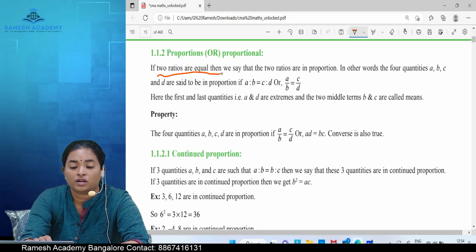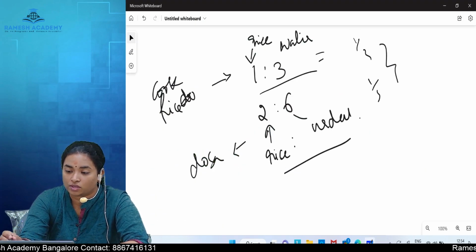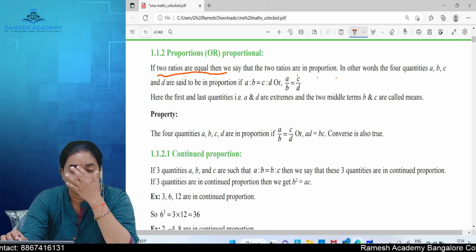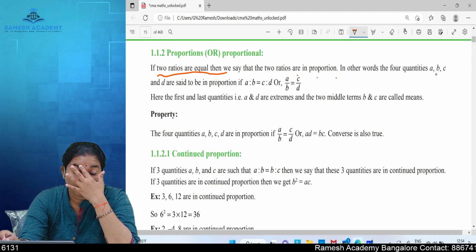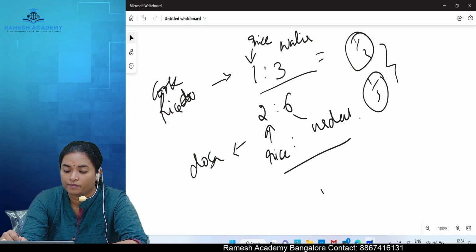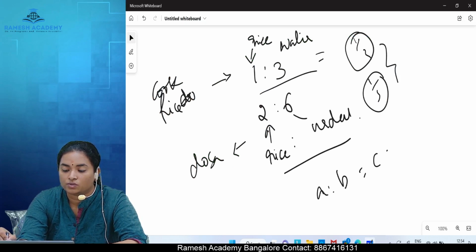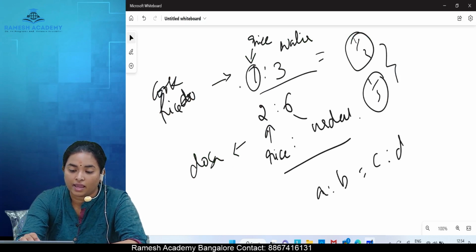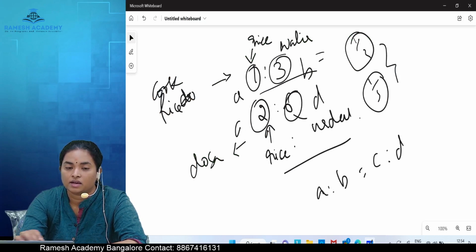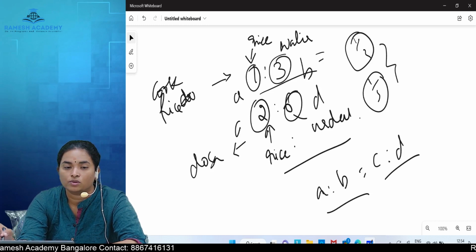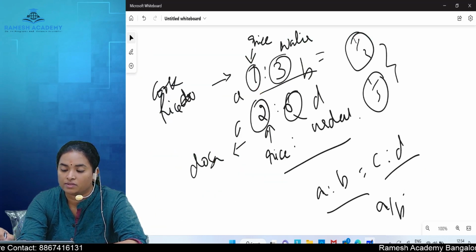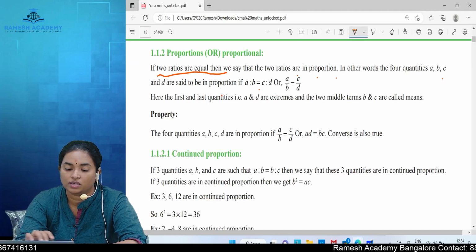If 2 ratios are equal, then we say the 2 ratios are in proportion. In other words, 4 quantities A, B, C and D are said to be in proportion if A:B is equal to C:D. So here this is A, B, C and D. These are in proportion if A:B is equal to C:D. Got it? Or this can be written as A/B is equal to C/D. So that is the concept.